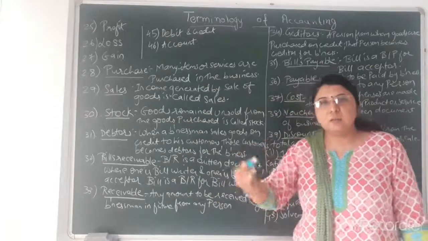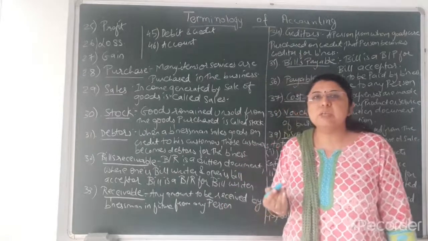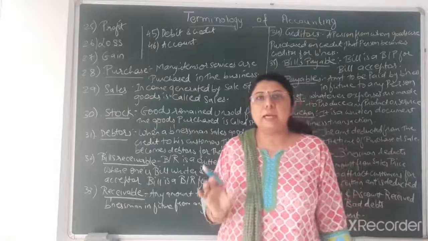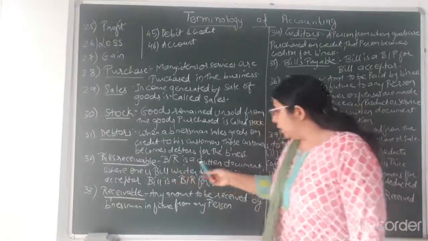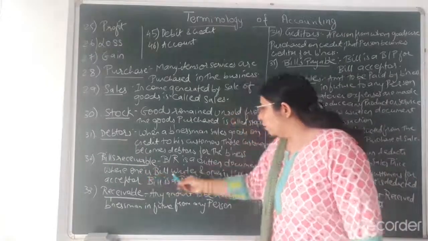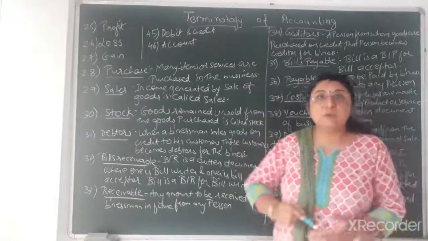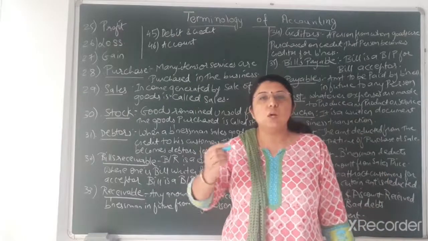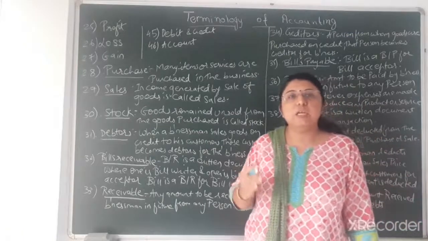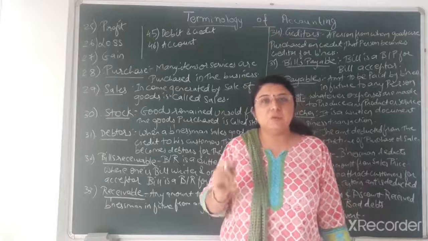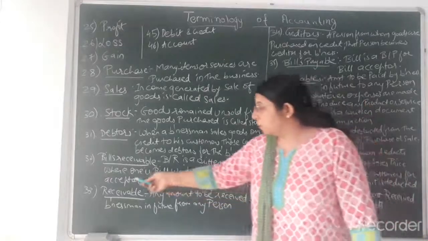Whenever the other party or the customer is not paying the amount in cash, but after a stipulated time he gives the guarantee to make the payment, at that time this document, that is bills receivable, is created between both the parties. So bills receivable is a written document where one is the bill writer and the other is the bill acceptor. Now who is the bill writer? Who writes the bill? The person who has to collect the money from the customer, who has to get the amount of money after a stipulated time period, that person writes the bill.